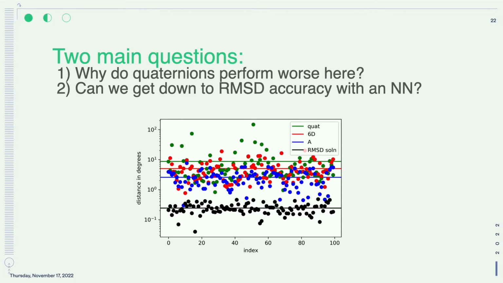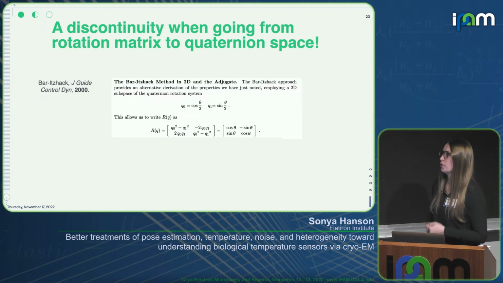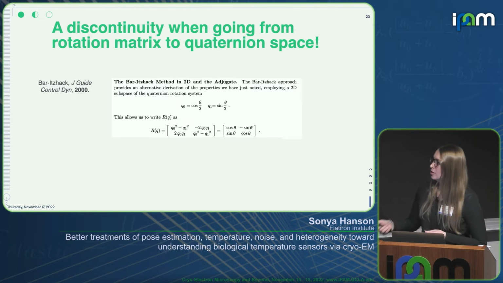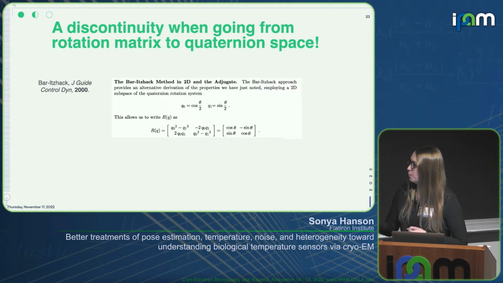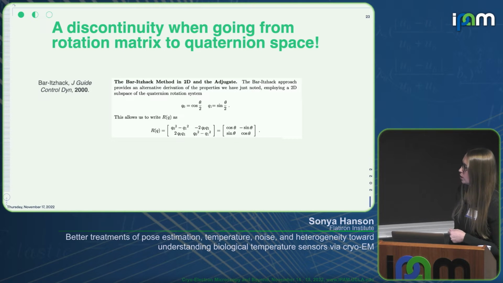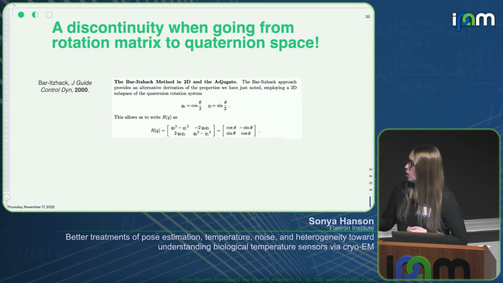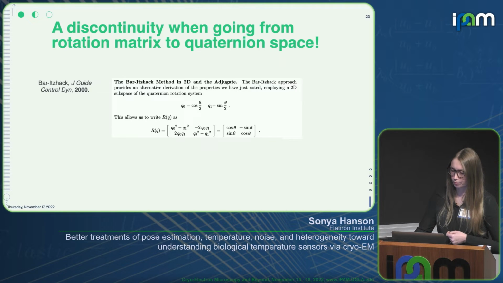So basically our two main questions here were, why are quaternions not performing well, and can we get down to RMSD accuracy with a neural net? To think more concretely about that first question, racking our brains about this problem, we found that if you think about two representations of your rotation matrix, and here we're just looking at a 2D rotation matrix for simplicity, here you have the quaternion version, and here you have that same rotation matrix as an angle representation.